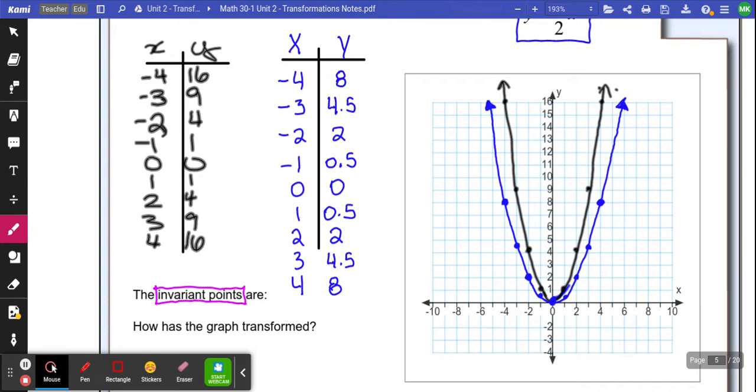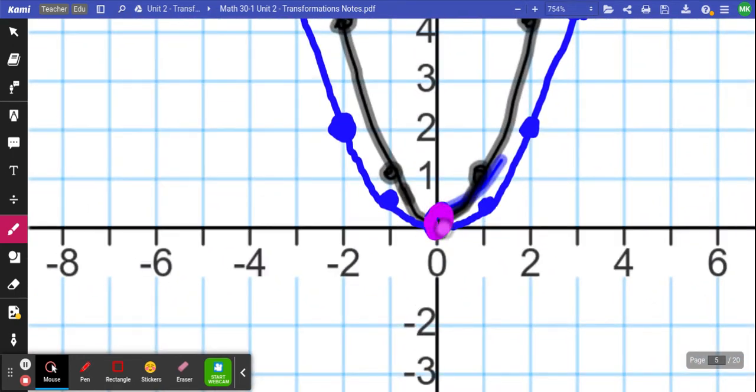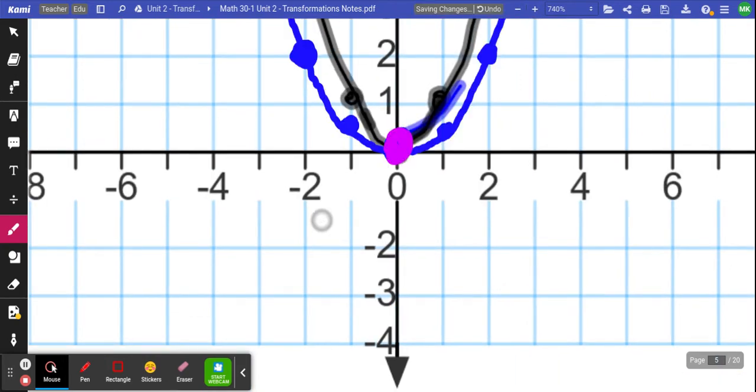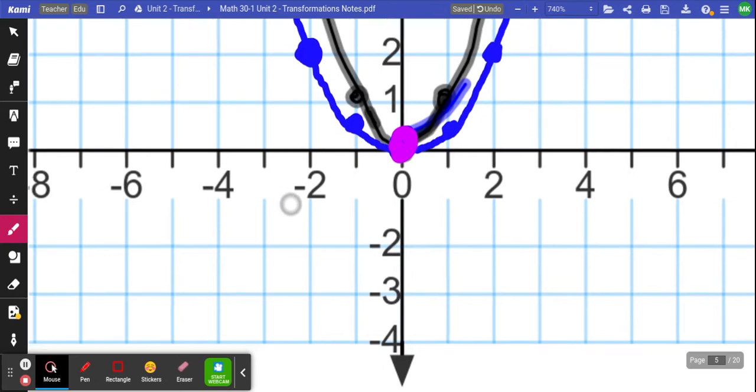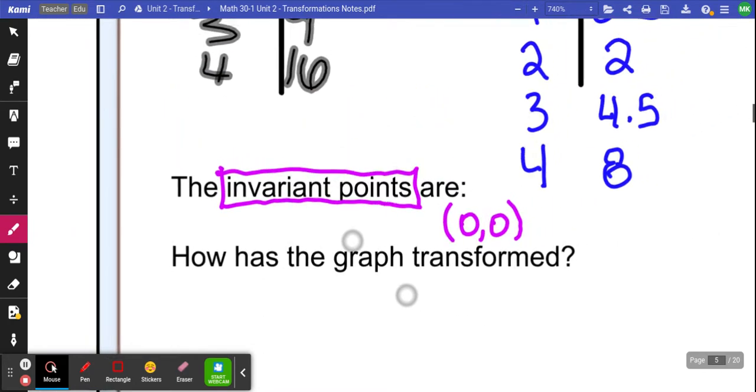I believe this is the point where both of the graphs intersect. Yeah, invariant, like variant would be changing, yes? Invariant would be not changing. So you're talking about points that don't change. Points that are on both graphs. There's one right here. It's at 0, 0. That point is on both. It did not change. And it is the only spot that's on both. Those lines never cross each other again anywhere else. All right, so that is the only invariant point. It is at 0, 0.